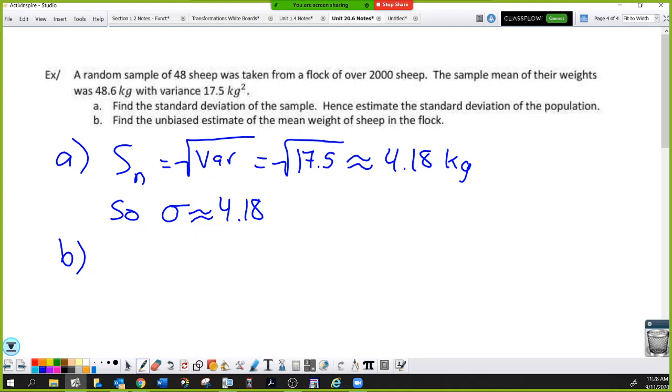So Sn, this is standard deviation. Sorry about all the letters. And Sn squared, this is variance. So if you want to know what the standard deviation is, you just take the square root of both sides.